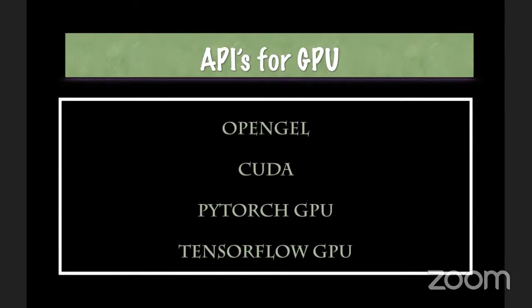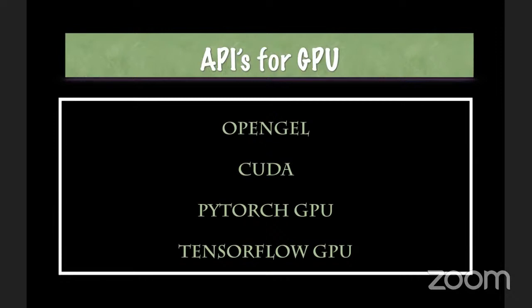In the olden days, before 2007, we used OpenGL. Now we have CUDA, which is developed by the company called NVIDIA, and also there is PyTorch GPU and TensorFlow GPU. So we have various GPU APIs: TensorFlow GPU, PyTorch GPU, CUDA, and OpenGL. PyTorch is from Facebook, and Google provides TensorFlow GPU. So these are the GPU frameworks.